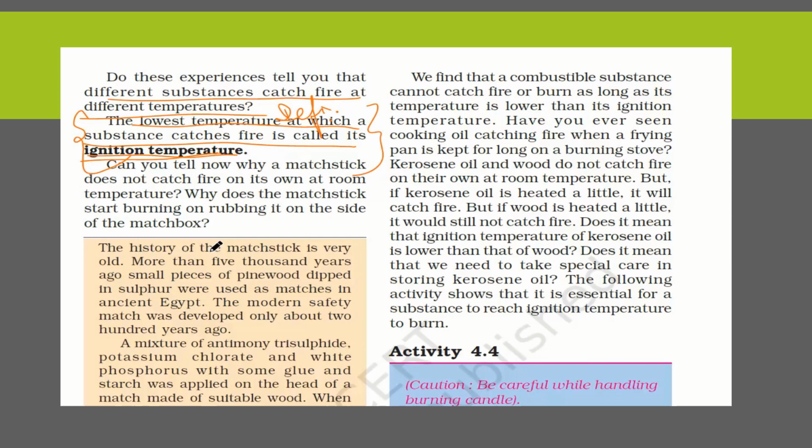Now, can you tell me why a matchstick does not catch fire on its own at room temperature, and why does the matchstick start burning when you rub it against a matchbox? Yes, we do know that when we rub the matchstick on the side of a matchbox it burns. There is a bit of history, so we are going to learn that history now.